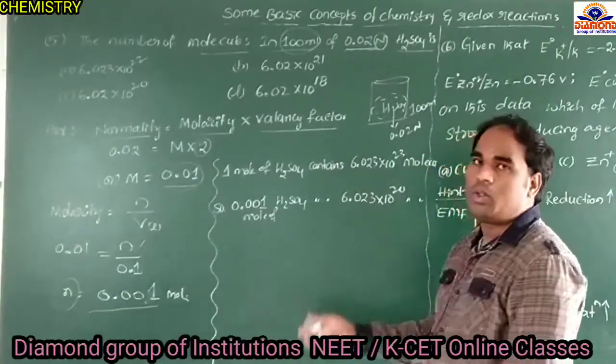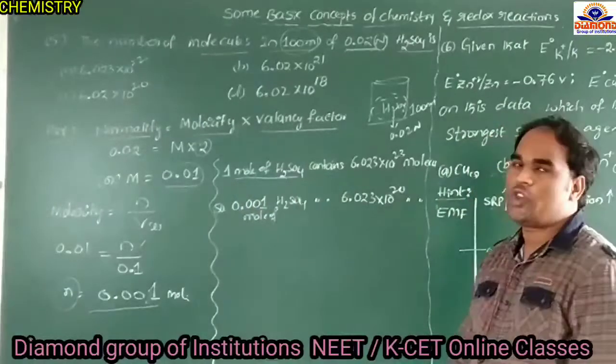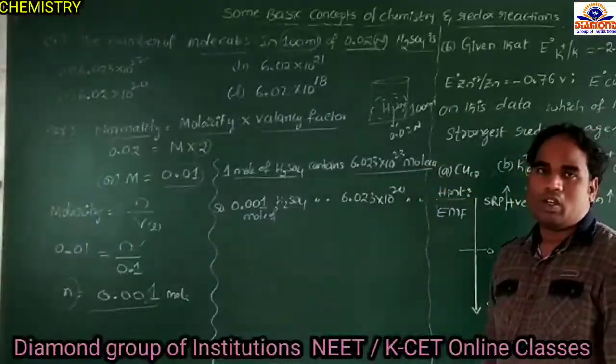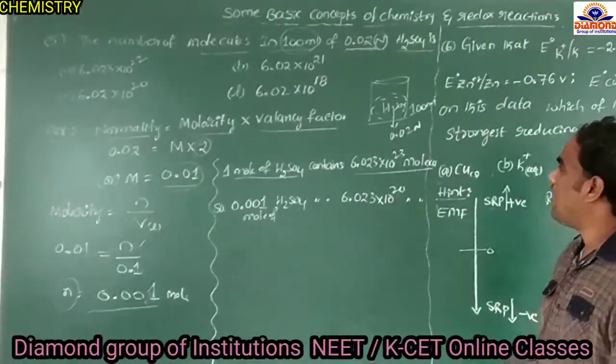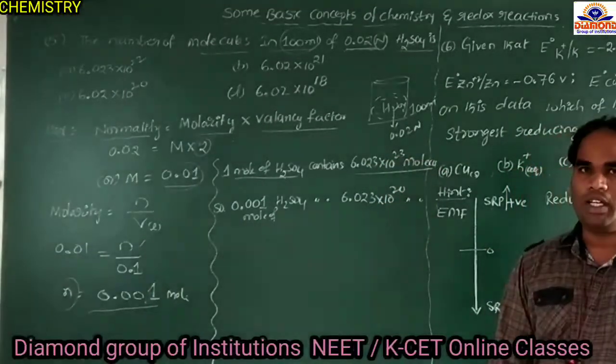We already know that 1 mole of H2SO4 contains the Avogadro number of molecules. We know that well. 1 mole of H2SO4 solution contains 6.023 into 10 to the power of 23 molecules.